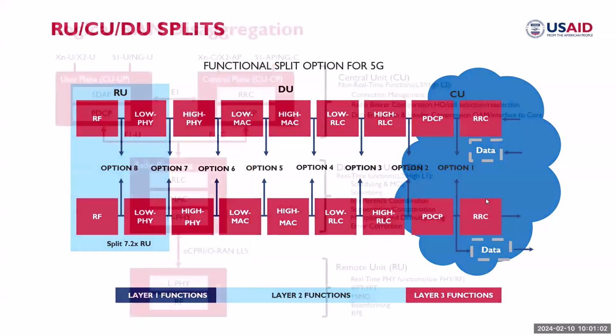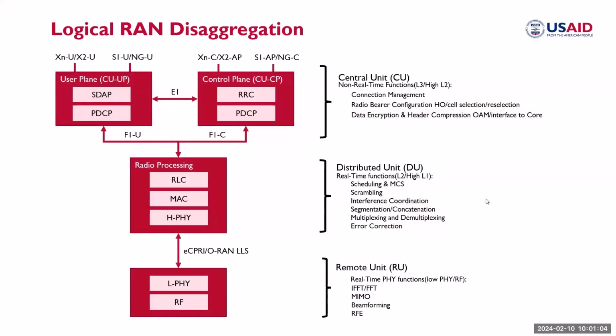So let's go here. Logical RAN disaggregation. So makita mo dito, yan nga, remote unit. You have the distributed unit. So yan, dito pala yon, real time. Sinasabi ko kanina. And then you have the centralized unit, non-real time. So makita mo dito yung mga high functions niya. Connection management, radio bearer configuration, handover, cell selection, reselection.